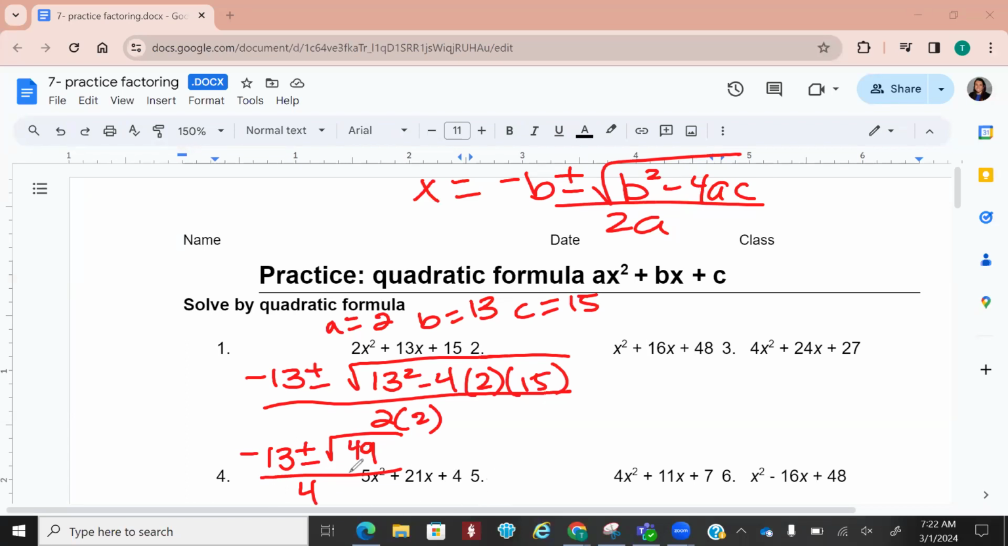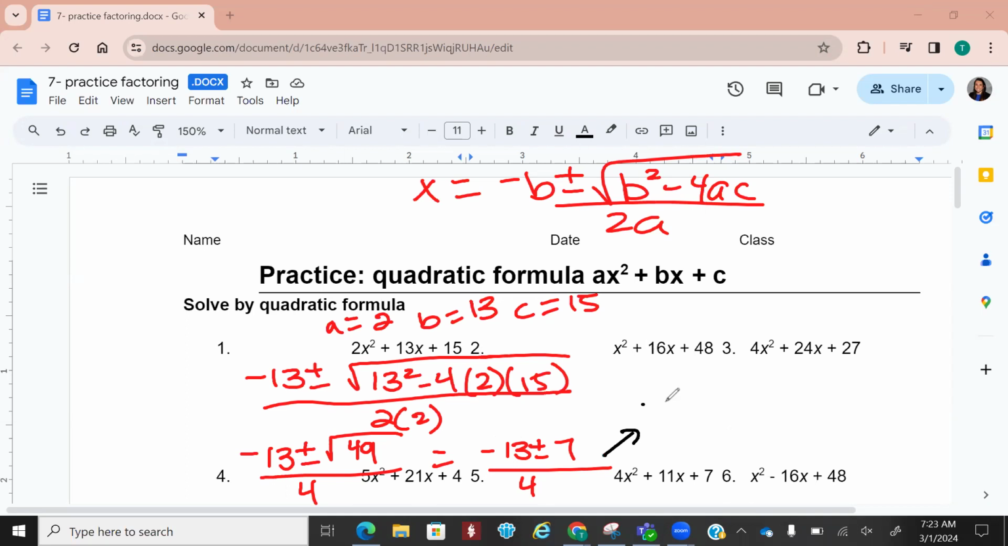Now, can we take the square root of 49? What does that give us? 7. So this will give us negative 13 plus or minus 7 over 4. We can simplify this. Negative 13 plus 7 is going to give us negative 6. So this becomes 2 separate equations. Let me make this a different color.